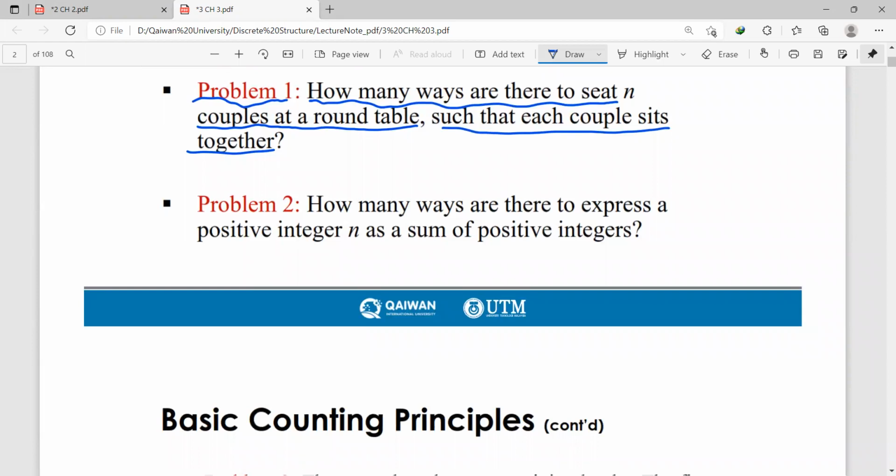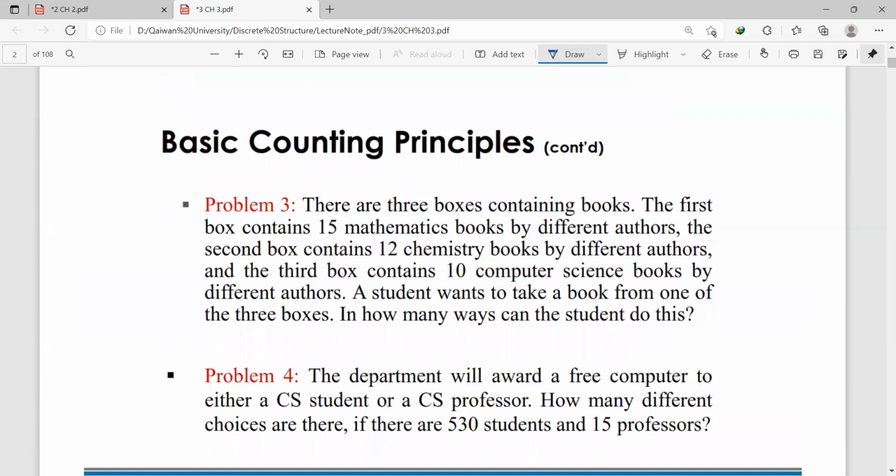Problem 2 says, how many ways are there to express a positive integer n as a sum of positive integers? For example, we have 7. In how many ways can I write down 7 as the sum of 2 positive numbers? This is about finding the number of ways to write down n as the sum of positive integers.